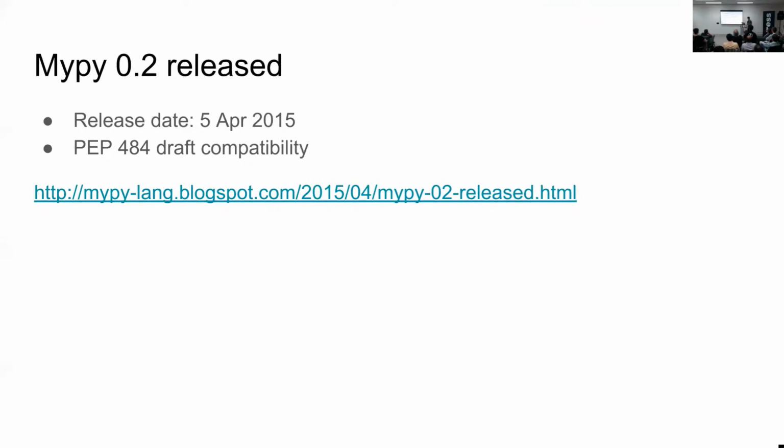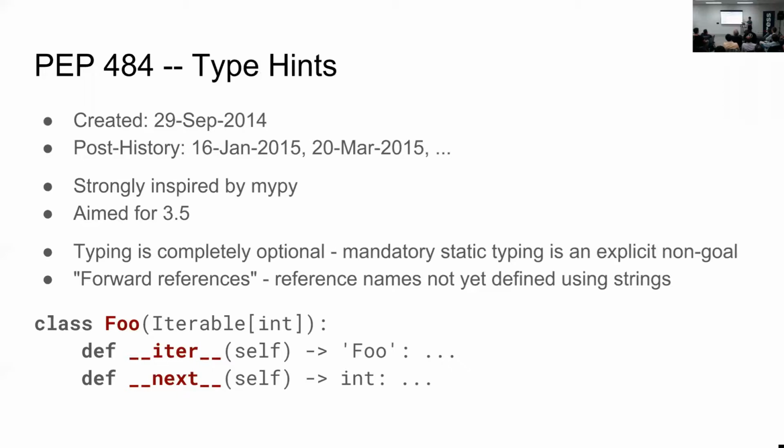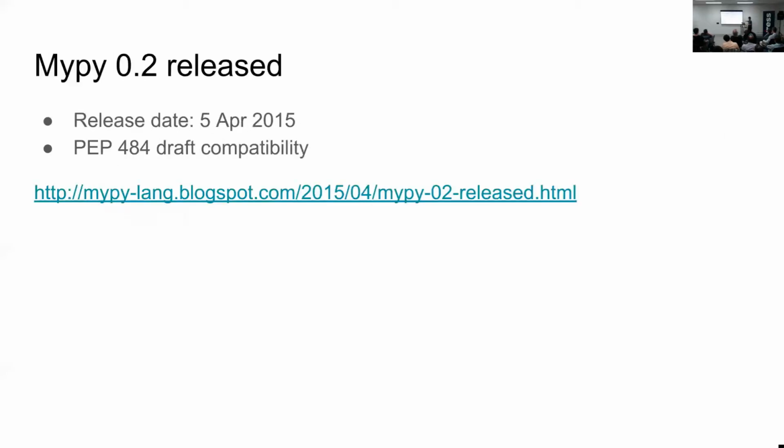So early 2015, Mypy 0.2 was released, and you would have noticed that there's a post history on the PEP. So whenever a draft is sort of finalized, it gets posted onto the Python mailing list. So Mypy 0.2 was released with the intention of gaining better compatibility with the PEP 484 draft at the time.